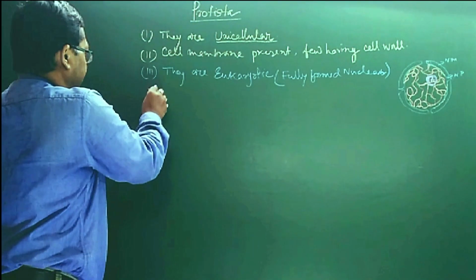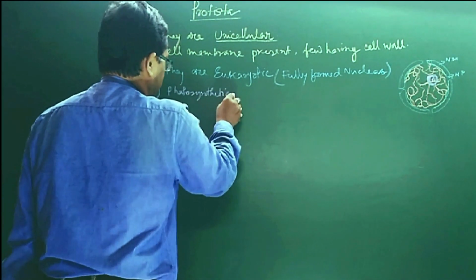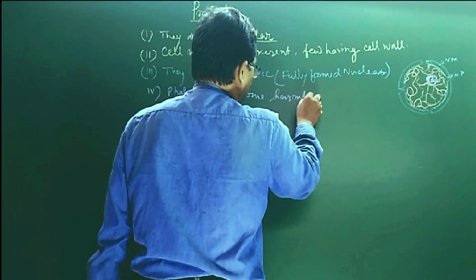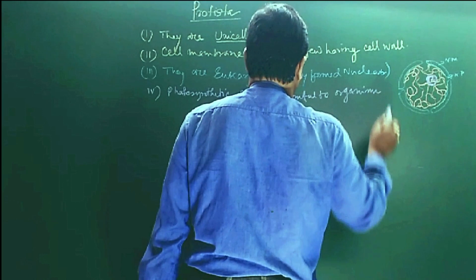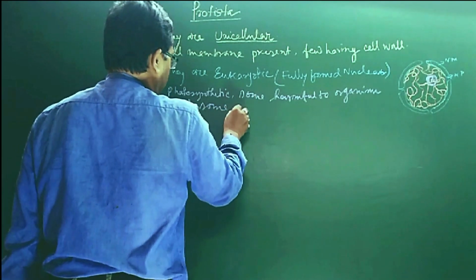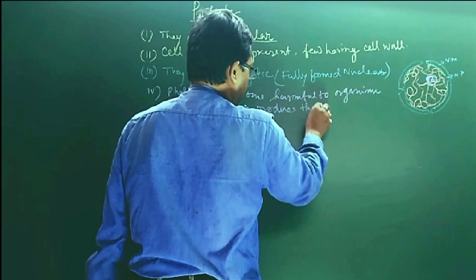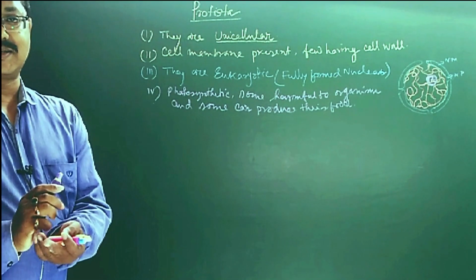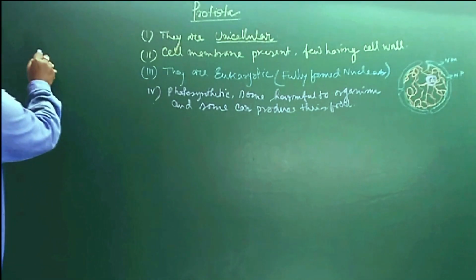Some members are photosynthetic, some cause disease, some are harmful to organisms, and some can produce their own food. These are the more or less common characters. This kingdom contains several divisions.